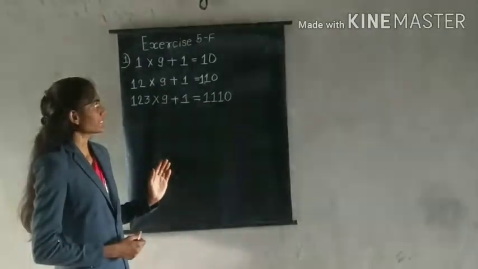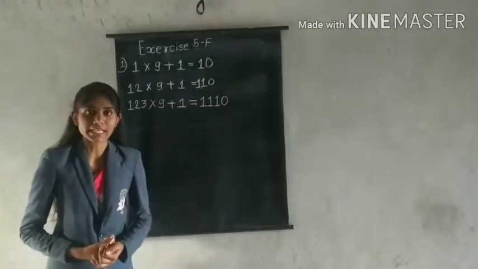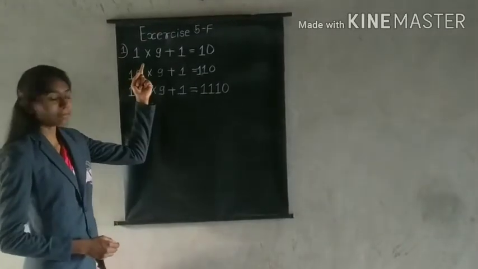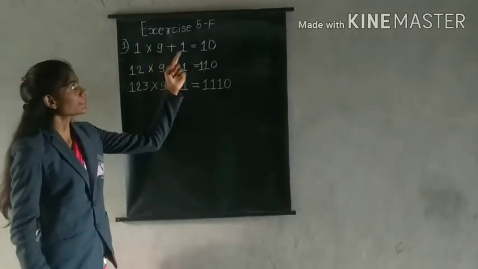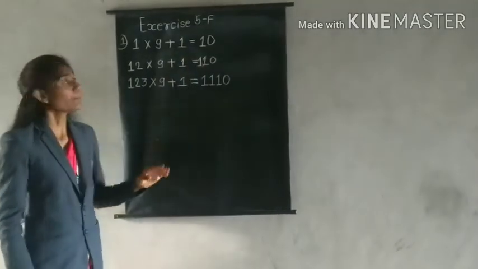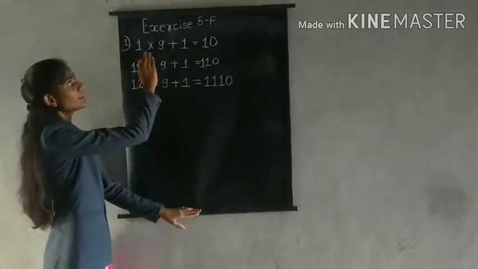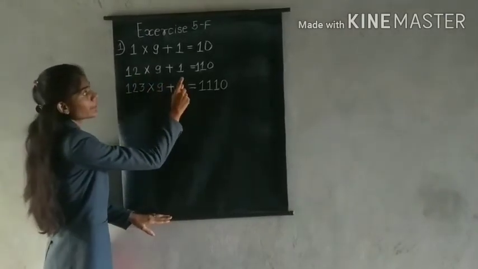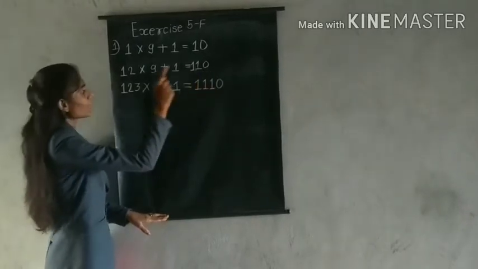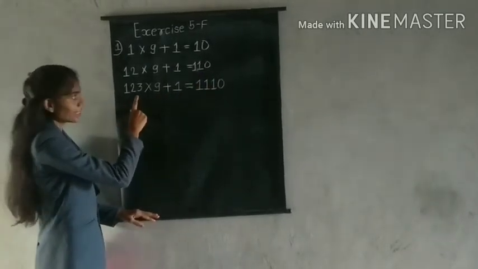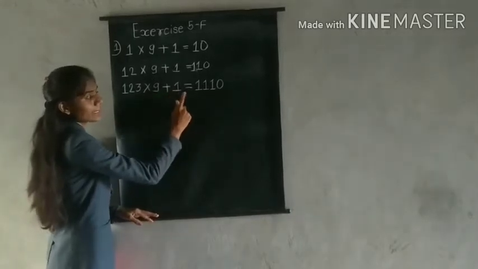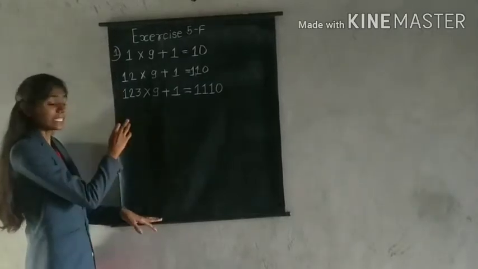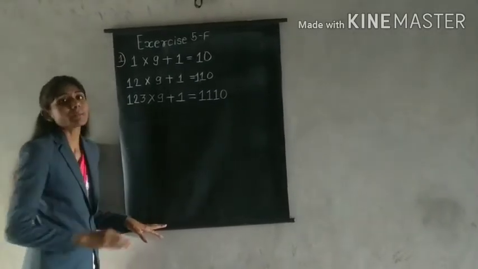So see the example number first from exercise 5L. As it is given, in the first step 1 into 9 plus 1 equals 10. We can observe that in the next step they took 12 into 9 plus 1 equals 110. And in the third step 123 into 9 plus 1 equals 1110. So students, we need to find here the next step of the given.